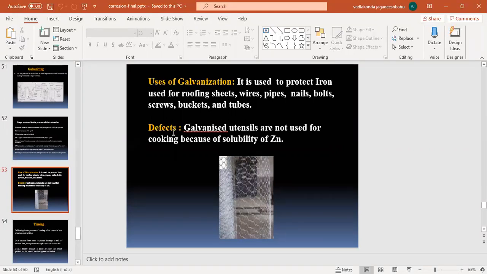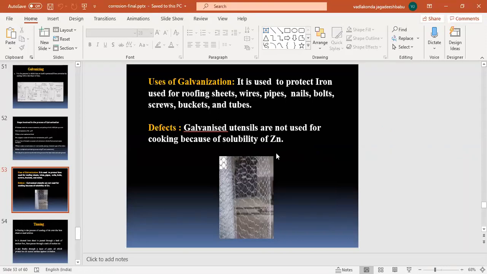One important thing we have to remember is that a galvanized sheet should not be used for storing cooking materials, and should not be used for utensils used for cooking, because if acids are present, then the zinc will decompose.